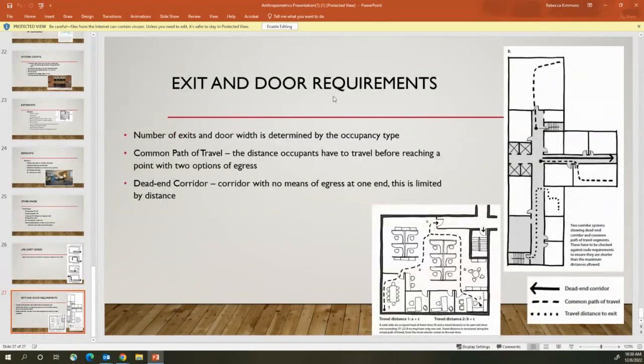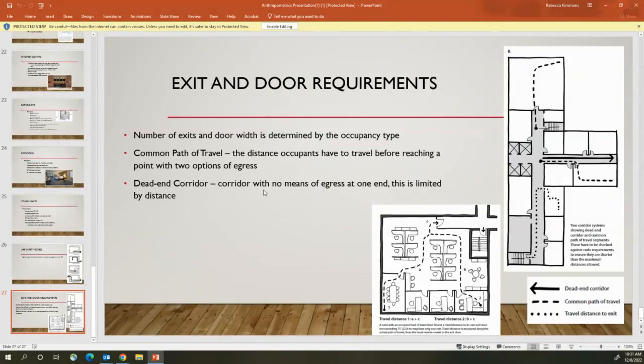And then finally, your exit and door requirement. This is important as far as the number of exits and doors that you need by occupancy type. The common path of travel. This is where the distance occupants have to travel before they reach a point with two options. So how far they need to go before they've got a couple of options to the side.